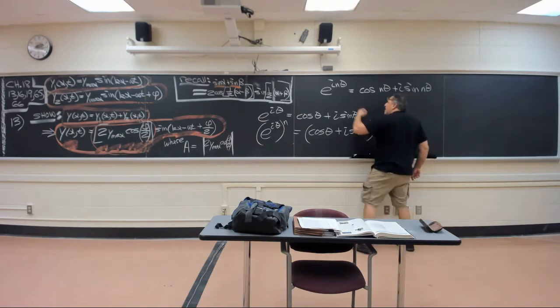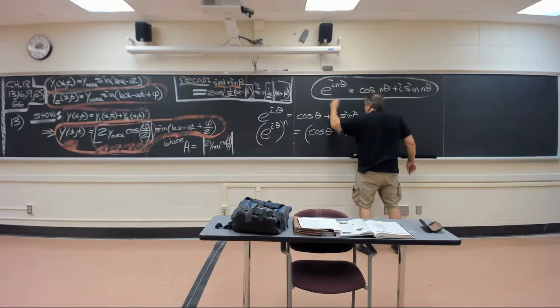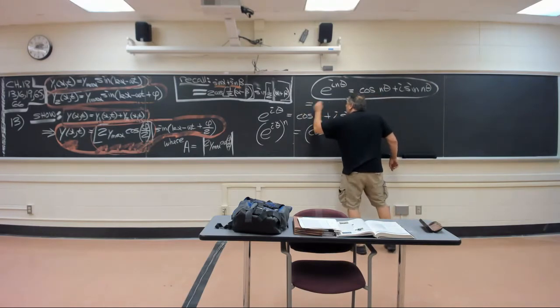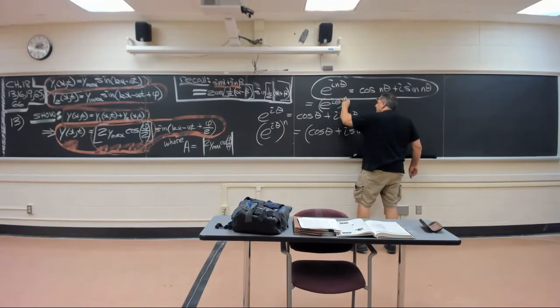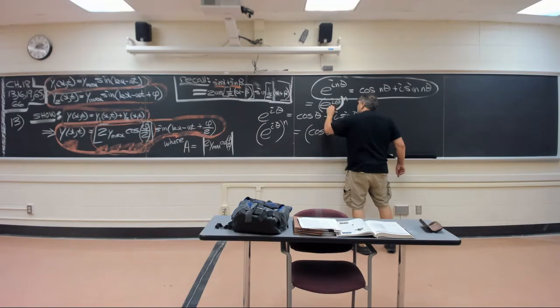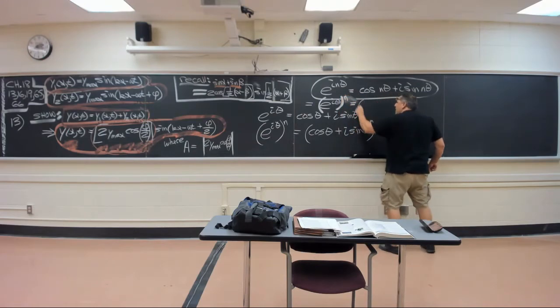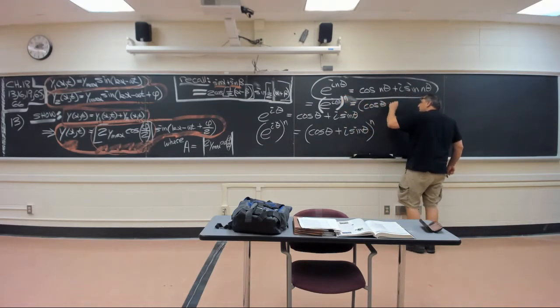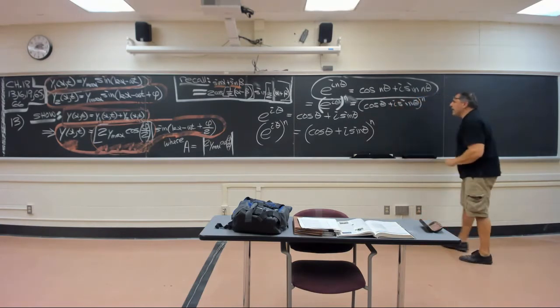So this right here, it's certainly true, and that is equal to e to the i theta, the whole thing taken to the n. Not the exponent taken to the n, but the quantity e to the i theta, the whole thing taken to the n. So when we got that, you got this. And that would be, as we said, cosine theta plus i sine theta, whole thing taken to the n.